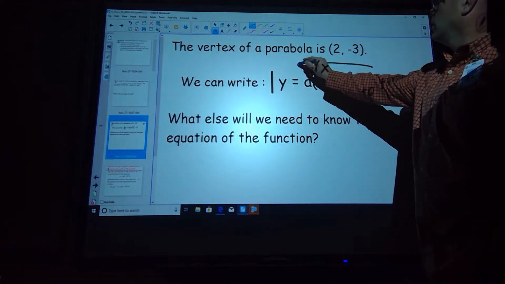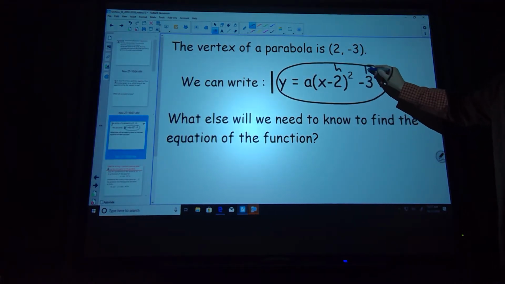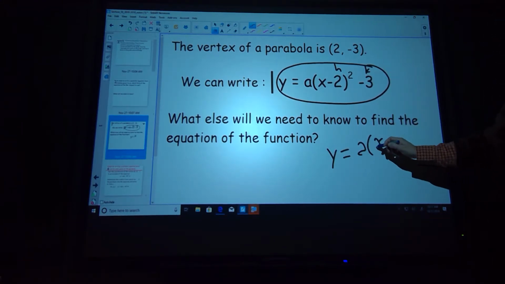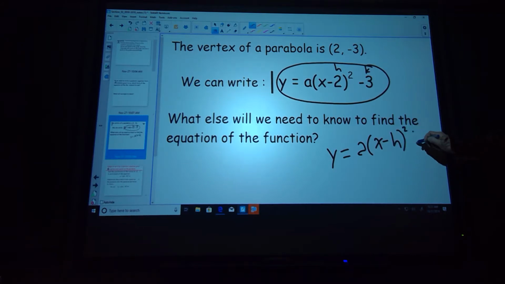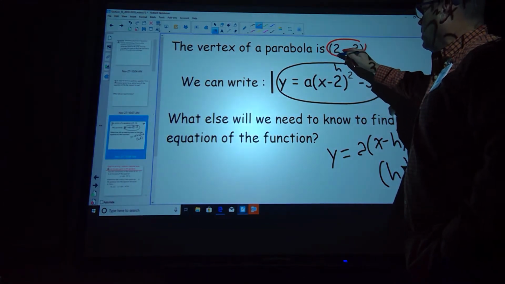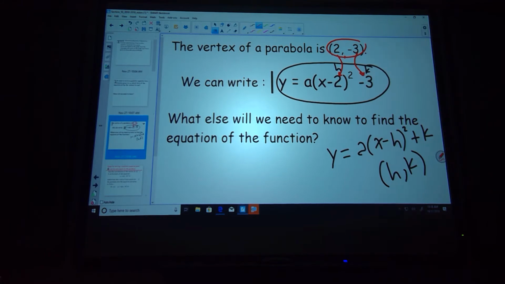This is our vertex equation, agreed? Usually there's an h right there, there's a k right there. The general form to this is y equals a x minus h quantity squared plus k, where the vertex is h comma k. Why'd they use h and k? Not my decision, okay? So if I had given you 2, 3, and I had plugged in the 2 here, notice the change sign because it's grouped, and the 3 here, a negative 3 there.